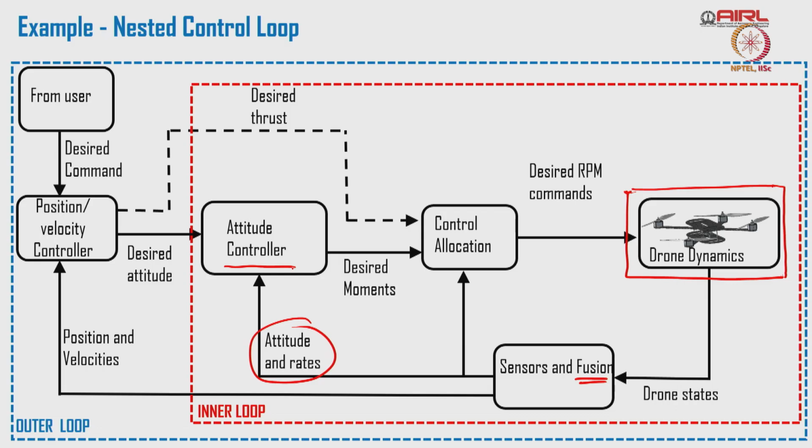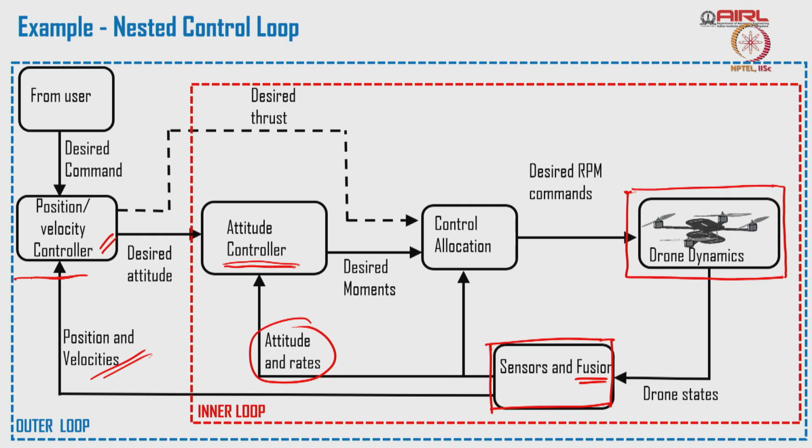In the outer loop, the same kind of states are coming from the sensors and maybe sensor fusion based methods. These states come to the position and maybe velocities also in the outer loop. The outer loop is controlling the position or velocity, and that is why it is at this position. The inner loop is doing attitude control, so it is in the inner position.